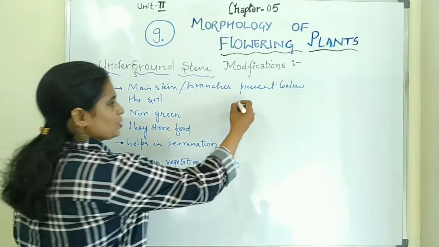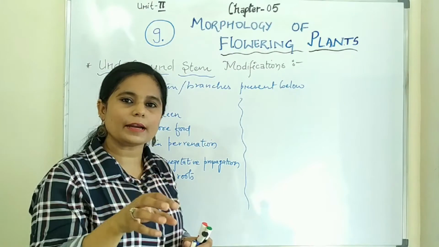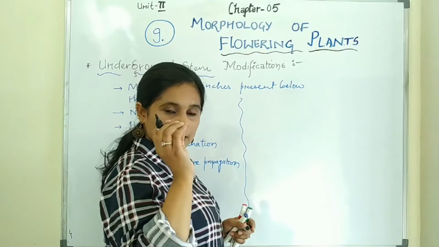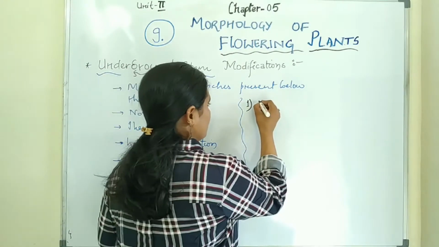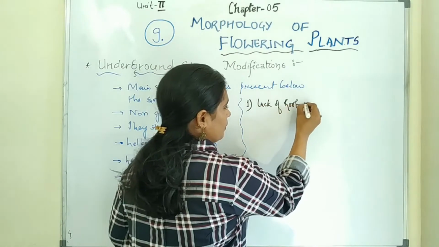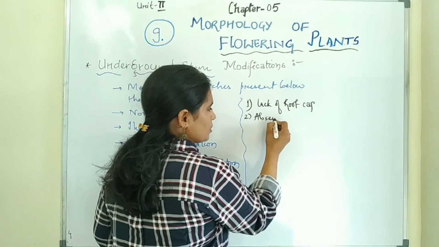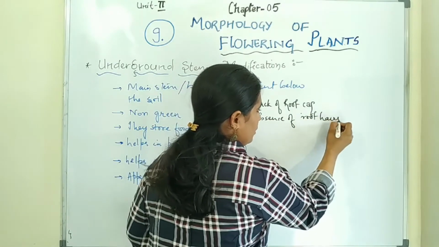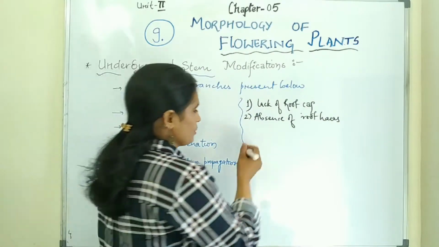So the next question arises: how are you going to distinguish between the root and the underground modified stems? The point where you can distinguish between the two is that in the underground stem there will be a lack of root cap, meaning absence of root cap. You can also write absence of root hairs. So these two things will be absent in the modified underground stem.